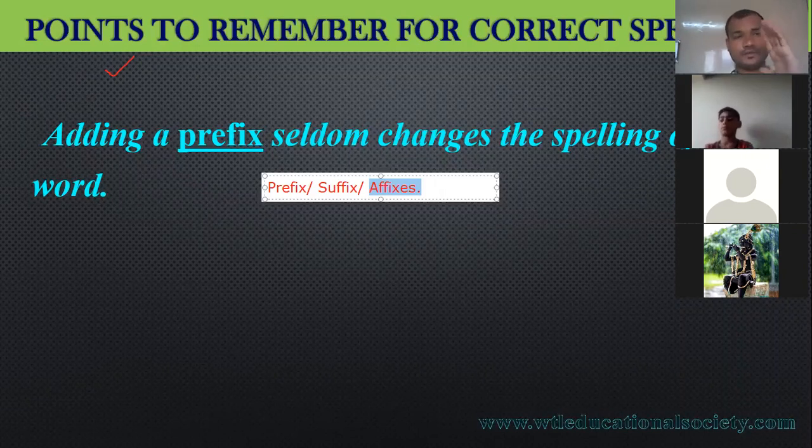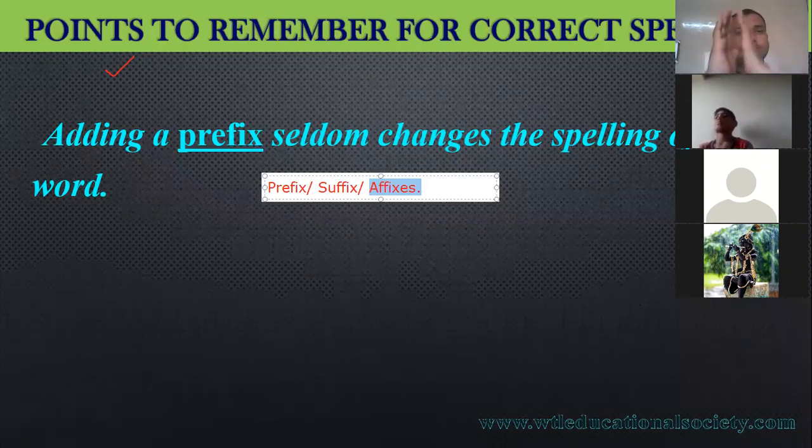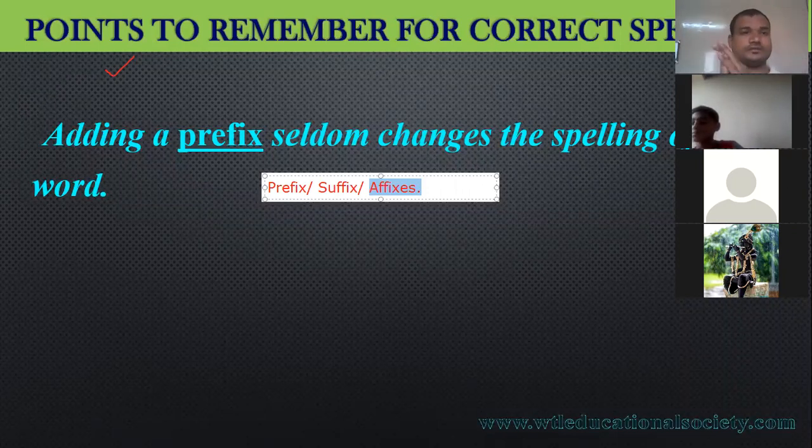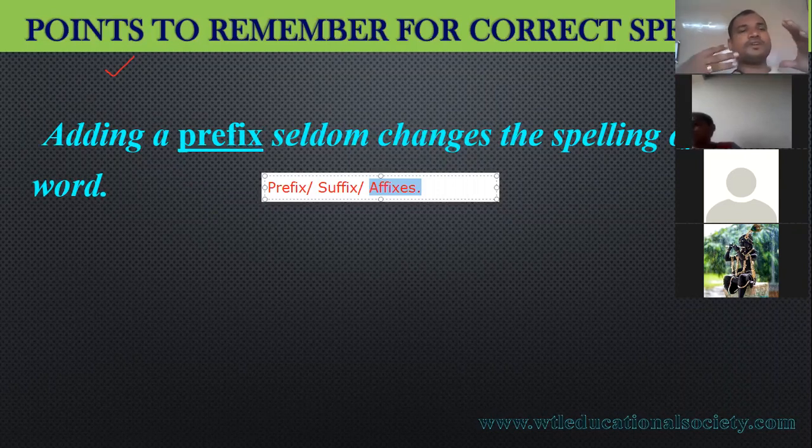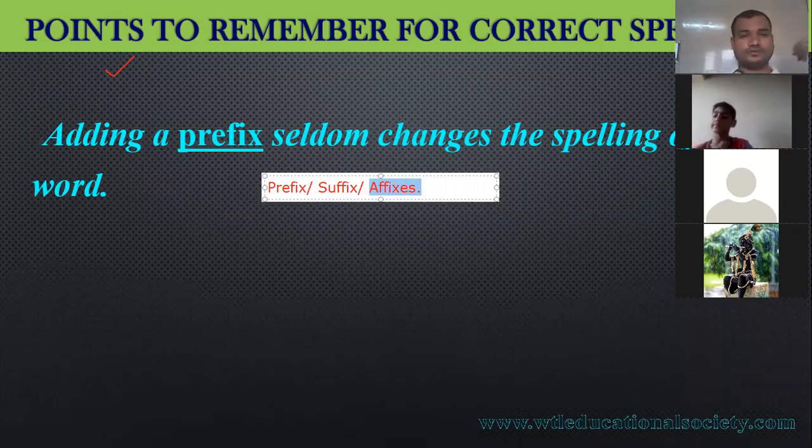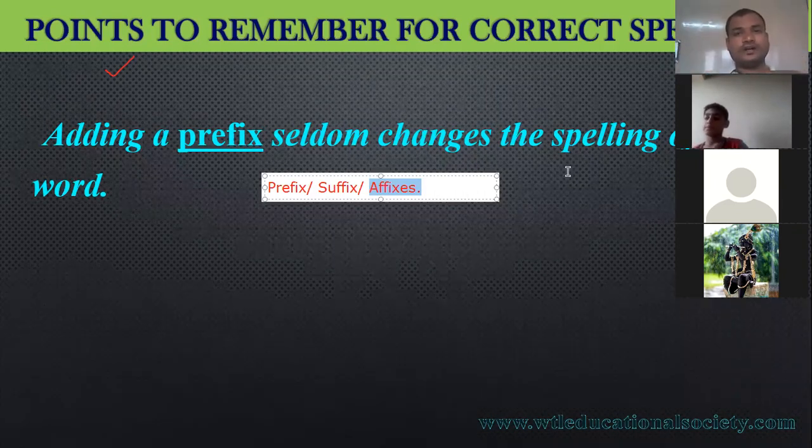Prefixes. Pre means before, in front. Prefixes means some letters which are added in front of the word. So prefixes means adding some letters in front of the word. For example, known. Known is a word, right?